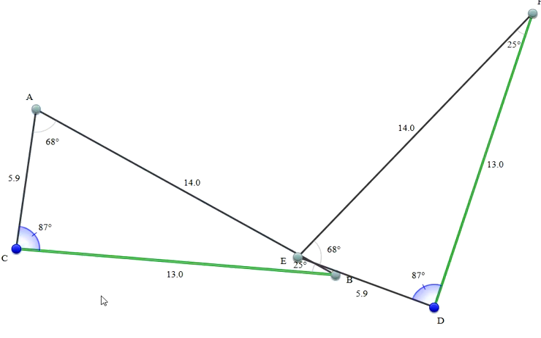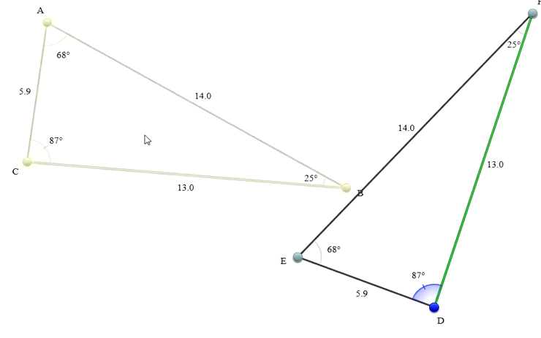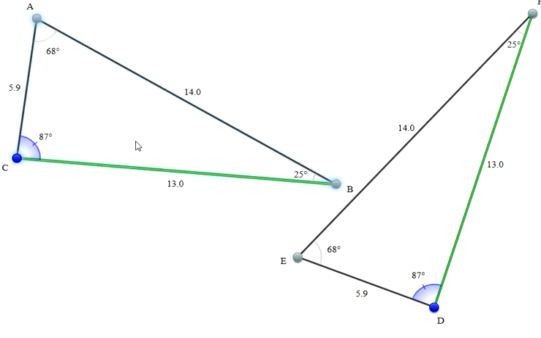Now, as soon as I stop there, let's look at the two triangles that we have. Notice it said that one of their sides was 13, and there was a side in the other one that was also 13. We had an 87-degree angle, an 87-degree angle. One of the angles was 25, and in the other triangle, this one was 68. Well, notice what this does.